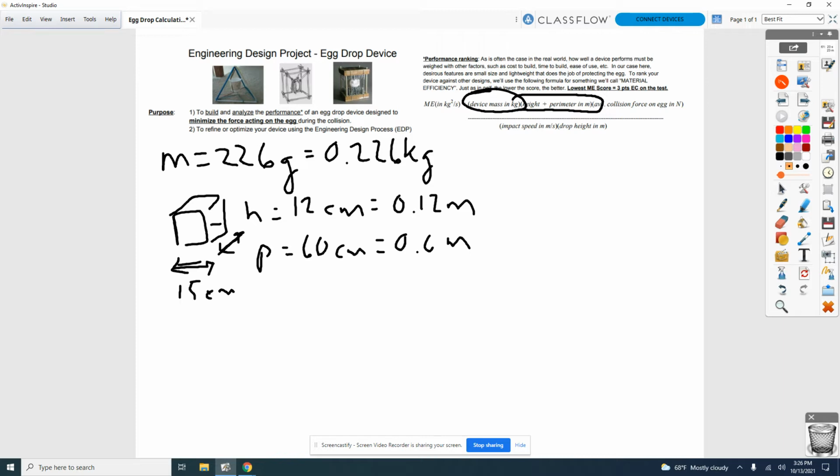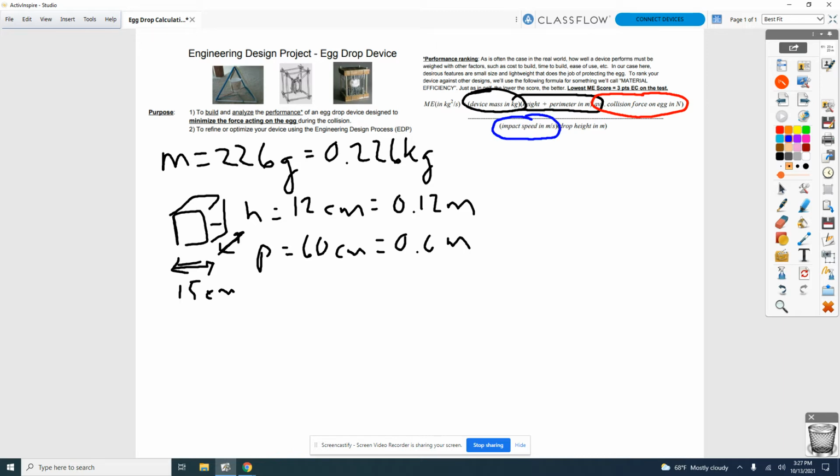Now, the average collision force, I'm going to go ahead and change color here to red. One of the things that you're going to have to calculate here is just what that force of collision is. Now, that depends largely on how massive that egg is, as well as its impact speed. So before I can calculate the force of the collision, I'm going to try to calculate the impact speed. So I'm going to go ahead and switch that over to blue and see if we can't calculate that.